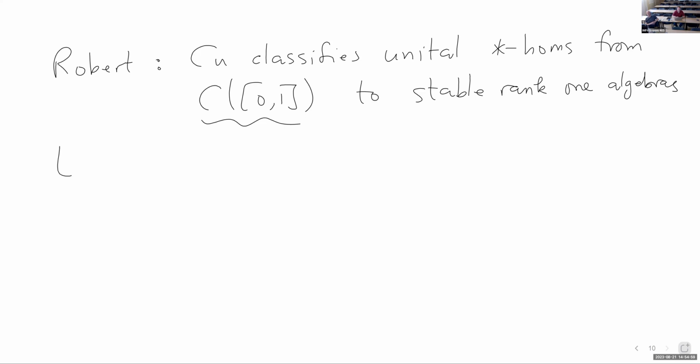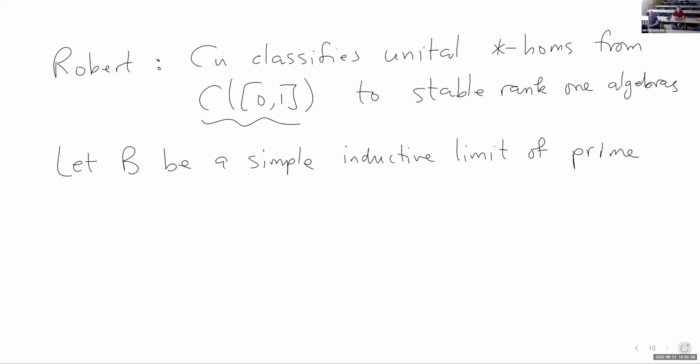So first of all, we're going to use Robert's theorem to build what you might call a tracial model for the classifiable algebra A. So A is just some abstract object in this classifiable category. We're going to build a concrete model for it, at least at the level of the trace space. And then by this model that we've constructed, we'll be able to reduce the problem to something we can actually solve. So let B be a simple inductive limit of prime dimension drop algebras that has the same trace space as A.